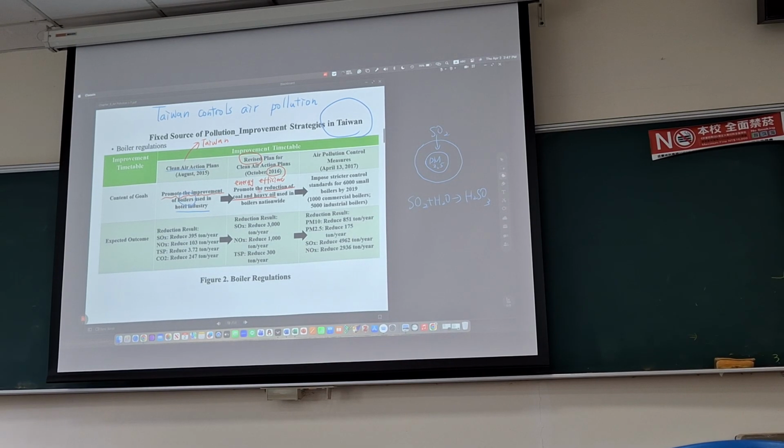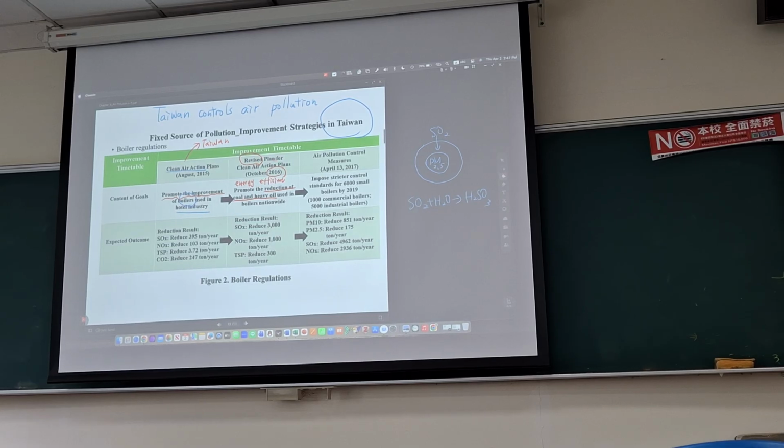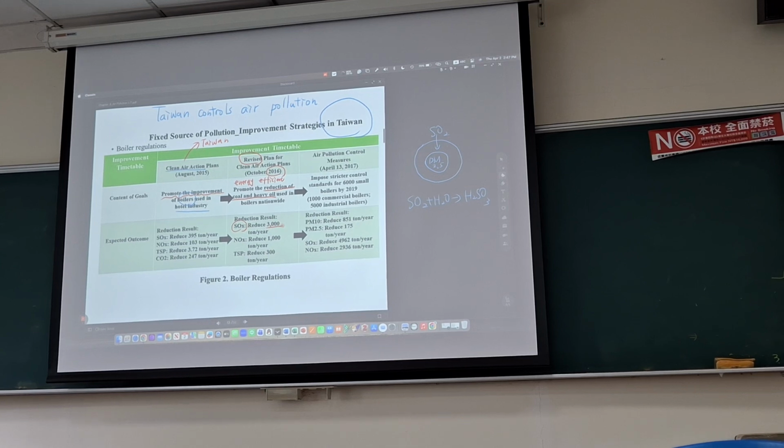As you can see, with the revised plan in 2018, in just one year the Taiwanese government reduced SOx by 3,000 tons per year and NOx by 1,000 tons.